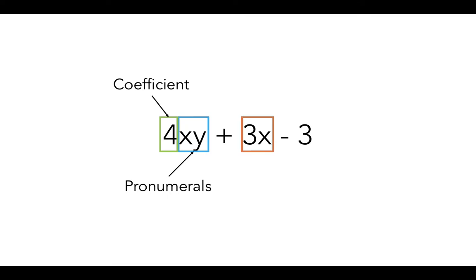This here is called a term. So a term is anything that's broken up by an addition or subtraction. So this at the front here, 4xy is one term, 3x is another, and negative 3 is a term as well. And then we have our negative 3, or our number on its own, is called our constant. Now the negative is attached to that, so in this case the constant is negative 3.